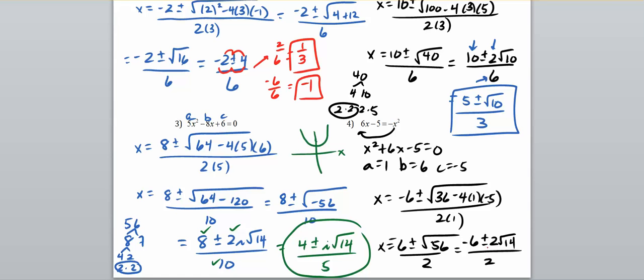Again, because everything's divisible by 2, I'm going to say it's negative 3 plus or minus root 14, because this 2 will cancel with this 2, and this will become 3. So my answer is negative 3 plus or minus root 14.